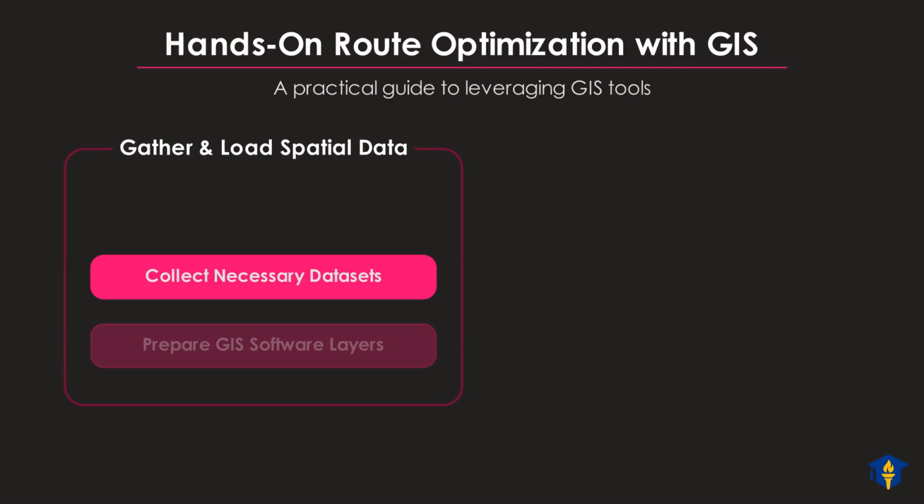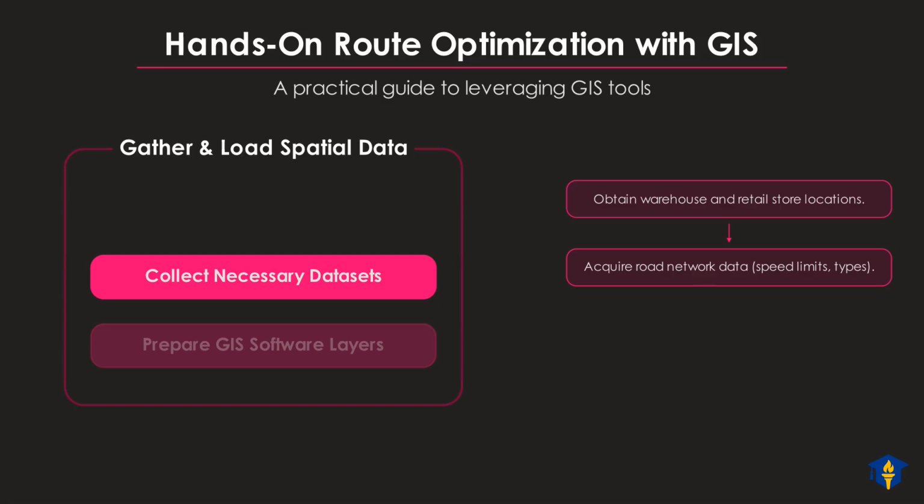Our next step is to gather and load all the necessary spatial data. We begin by collecting all necessary data sets for detailed analysis. This means obtaining locations for warehouses and retail stores. We also acquire road network data, including speed limits and road types.